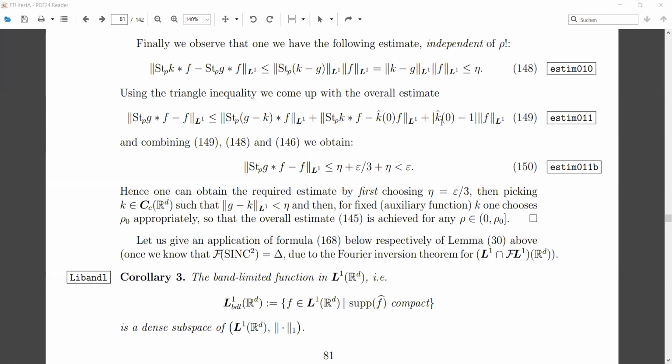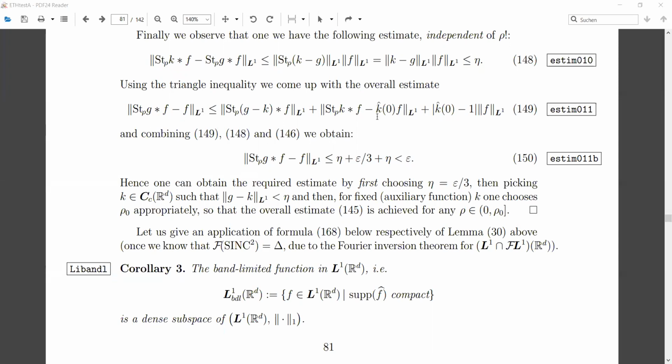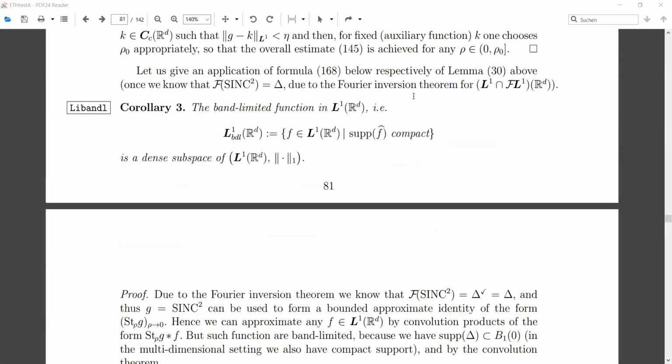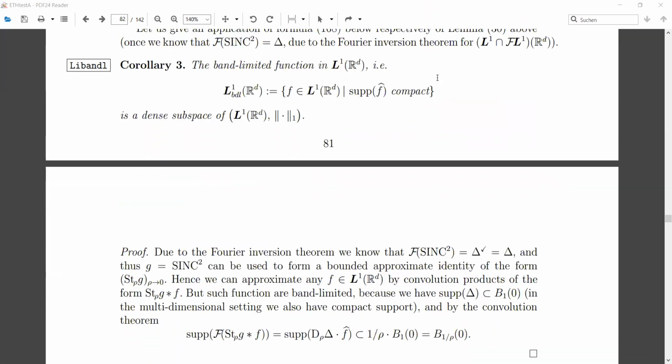You get the k approximation, which has a slight deviation from 1, and go back to the function f. So this is a typical example of how we use these abstract principles. Now, we have seen that you can use the sinc square function as the Fourier transform of the triangular function.